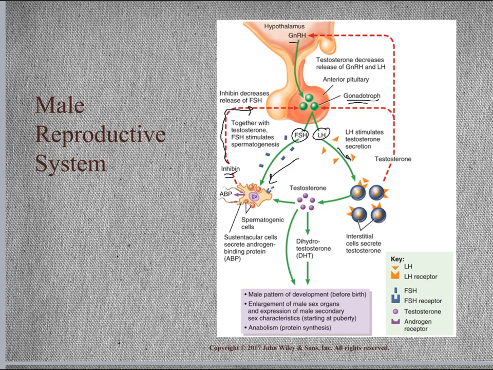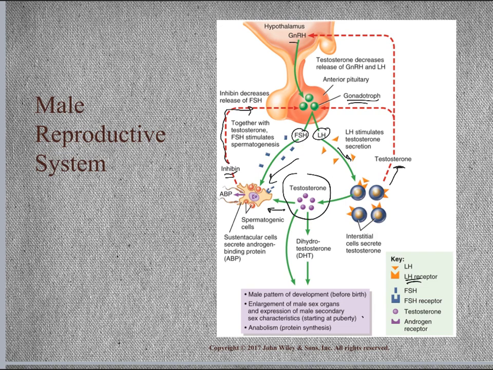LH passes through the blood. It's going to stimulate testosterone by binding to those LH receptors on our interstitial cells, or Leydig cells. It's going to produce testosterone. Now, before we get into our negative feedback of this, what does testosterone do? Now, we have another intermediate structure or function going on here. Testosterone is going to work on Sertoli cells to maximize sperm production, as well as lead to enlargement of male sex organs and expression of male secondary sex characteristics.